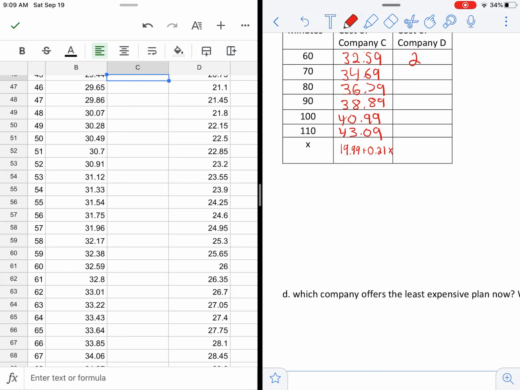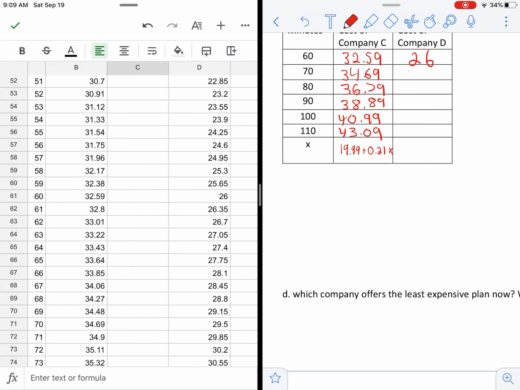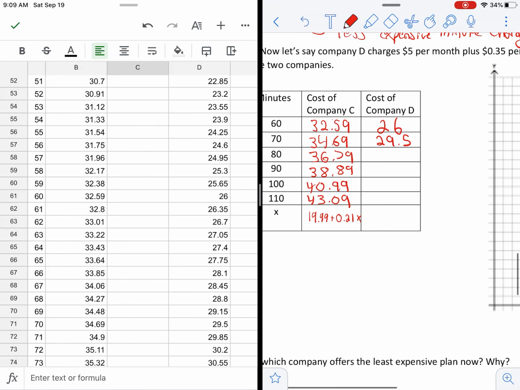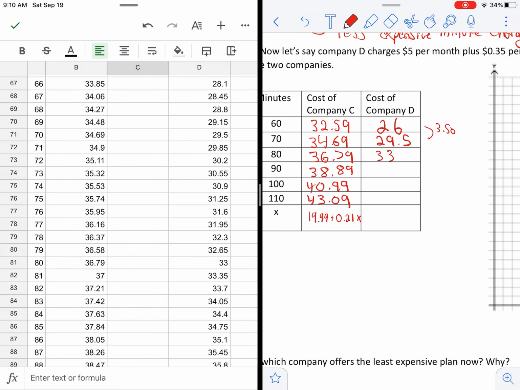We've got 26 flat. We've got 29 and a half. So now I can see we're going up by $3.50 for every 10 minutes of talking here. And we're going up $3.50. So I can just keep repeating that pattern. We're going to be at 30. Let's see here, 33 at 80, and let's just make sure I'm right.